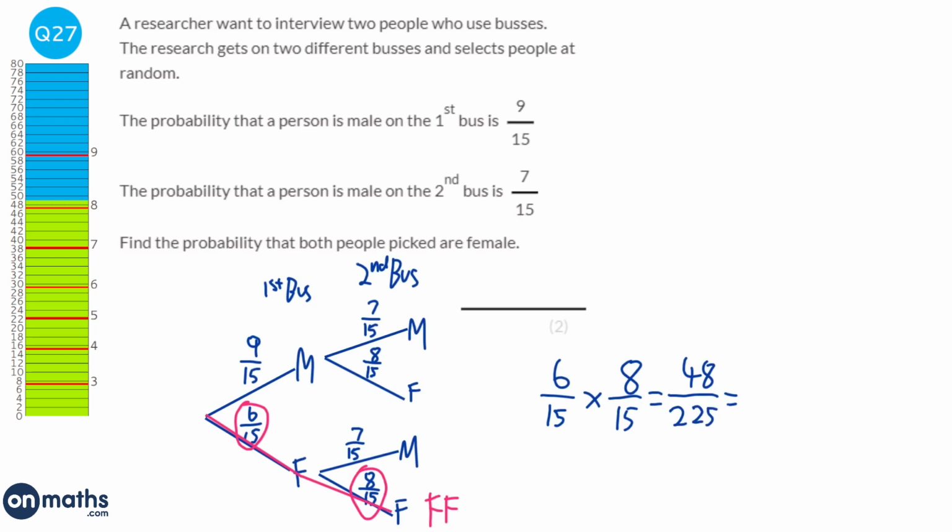Now you can actually cancel that down. So what you can do is divide top and bottom by 4. Is it 4? No, you can divide top and bottom by 3, and that would be 16 over 75. So either 48 over 225 or 16 over 75.